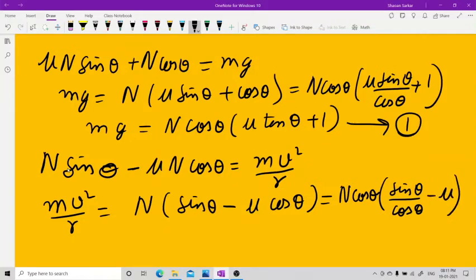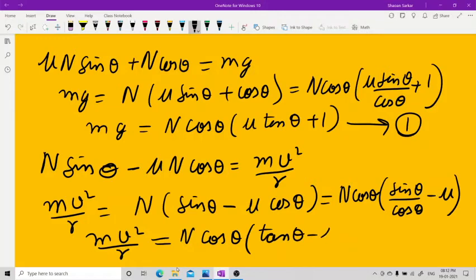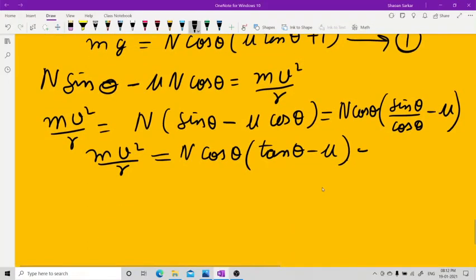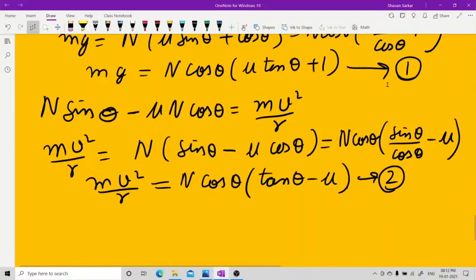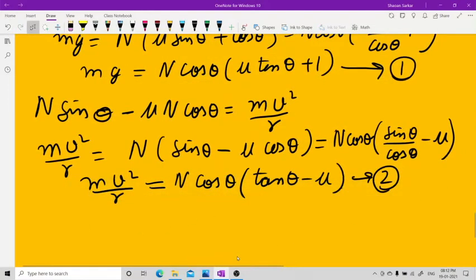Now you get this minus mu here, and then you will see mv square by r is equal to n cos theta, and you have tan theta minus mu. So this you will get again. Now this equation is going to become your equation number 2. Just see these two equations, nothing more: equation number 1 and equation number 2. That's all. Divide 2 by 1, or 1 by 2, whatever you want to say.